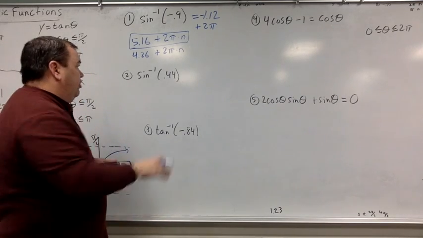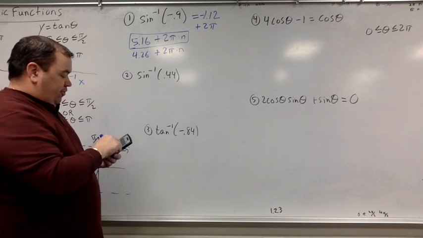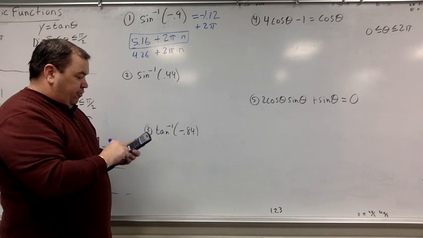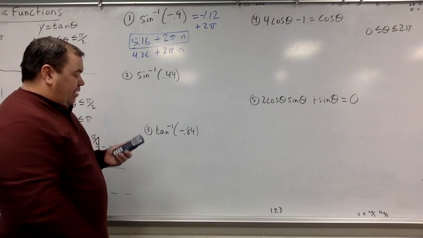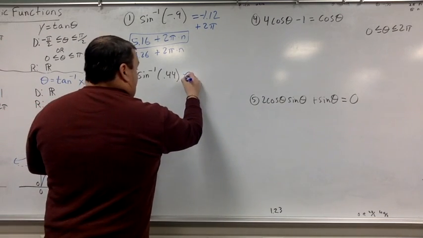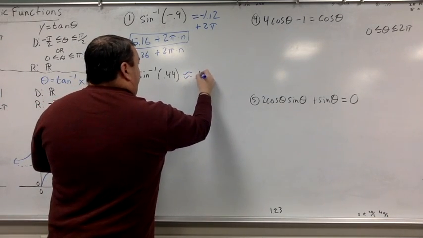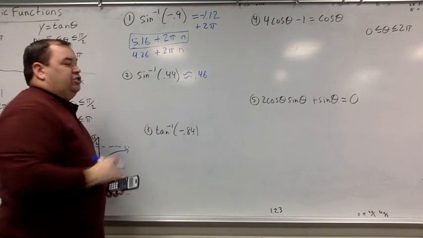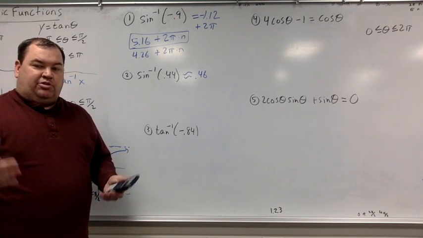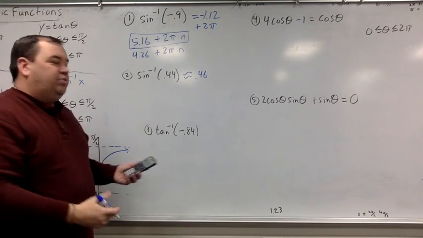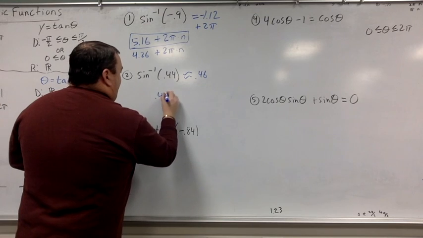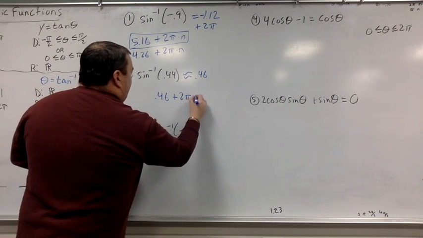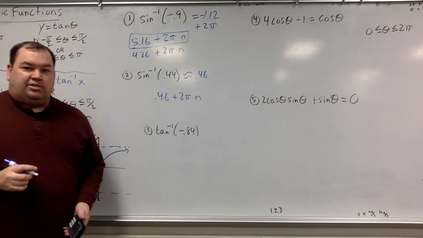So the process is pretty straightforward. I'm going to do the inverse sine of 0.44, and my calculator gives me 0.46 if I round it to 2 decimal places. I don't have to adjust that one. It's on my unit circle. It's between 0 and 2 pi, but I am going to tack this on to get all the possibilities.